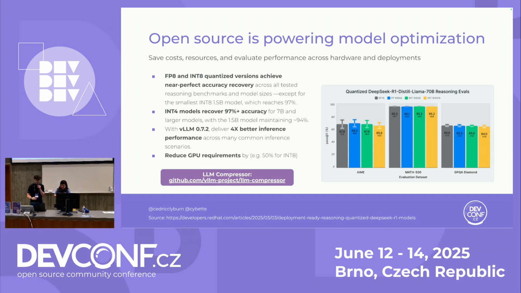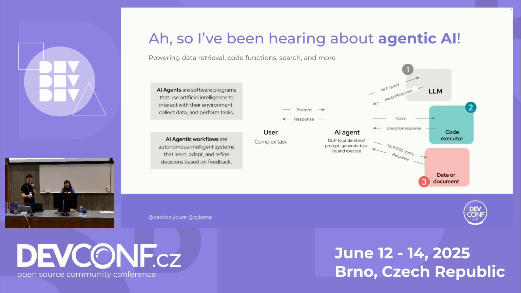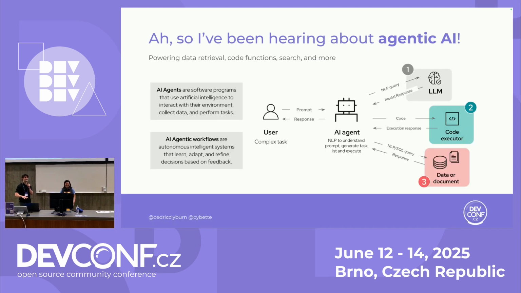But what I also want to talk about, as we have just a few minutes left, is once we have a model server, what about the AI-enabled applications? So everyone's heard of agentic AI. I won't speak too much about it, but there's agents and there's workflows that allow us to work with, for example, our databases, to call APIs, and to do much more than just be a chatbot, right?